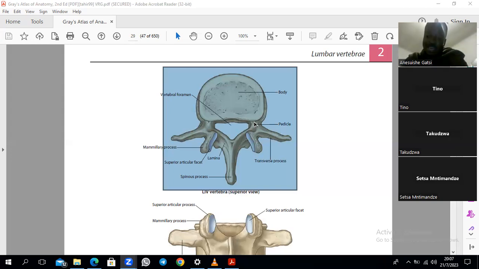Any other question again on lumbar vertebra? Okay.